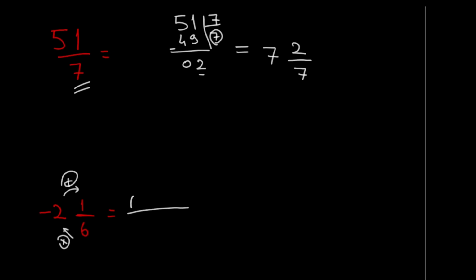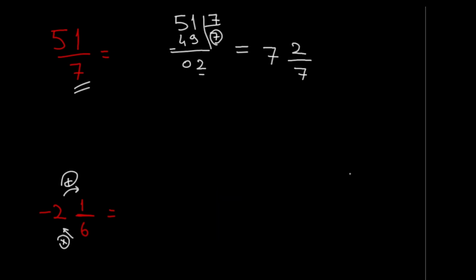So you would do this: -2 times 6, and then plus 1, and then the denominator stays the same. So you could just say -2 times 6 is -12, plus 1 is -11 over 6. But that would be incorrect.